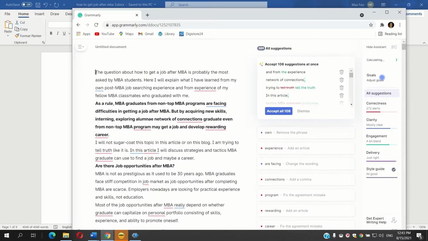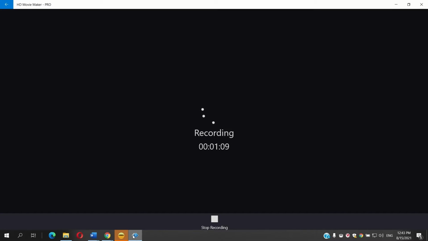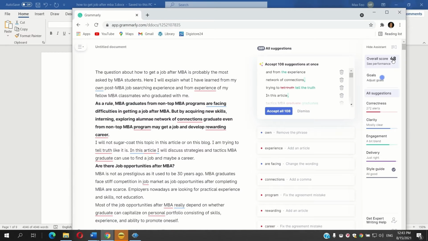So here we have accept all 108 suggestions. These are basic suggestions. The overall score is 48 right now, which is low. I'm gonna accept all these 108 suggestions because they're the most basic errors. Grammarly picked it up, and in one click it will fix more than 100 errors, which is easier. All right, let's keep recording.